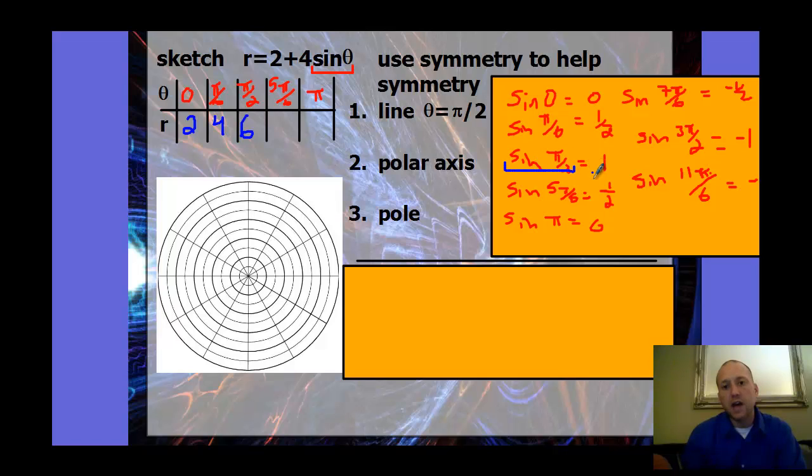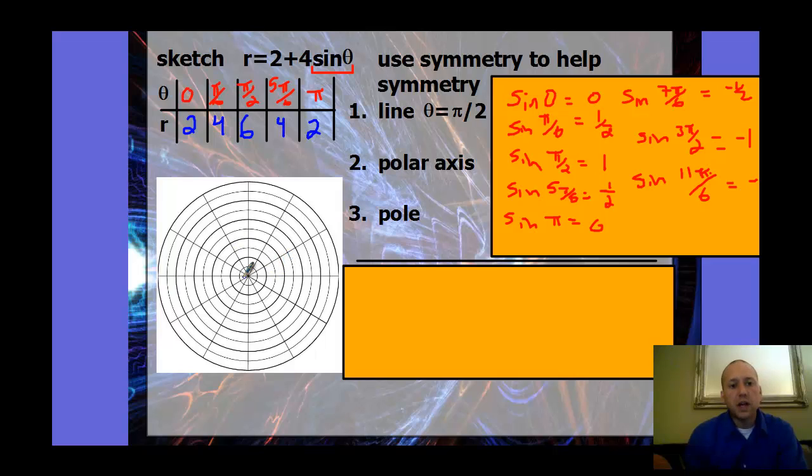The sine of pi over 2 is 1. It's the biggest value I can get, which means that this is going to be my maximum value for r, my biggest possible r value. 5 pi over 6 is 1/2. 1/2 times 4 is 2. 2 plus 2 is 4. And then pi is 0, and we get 2 here.